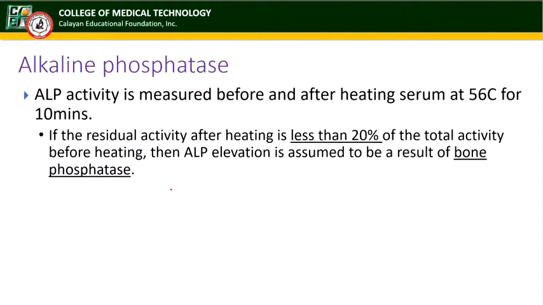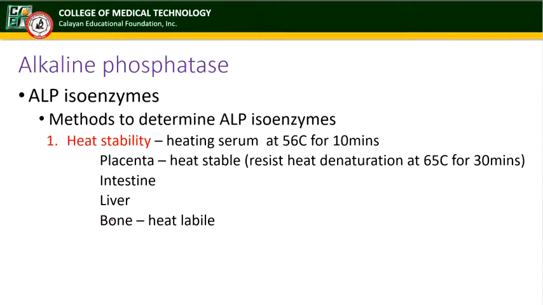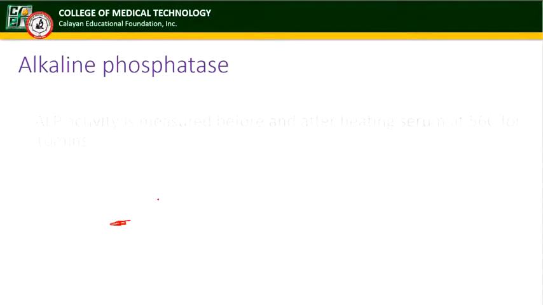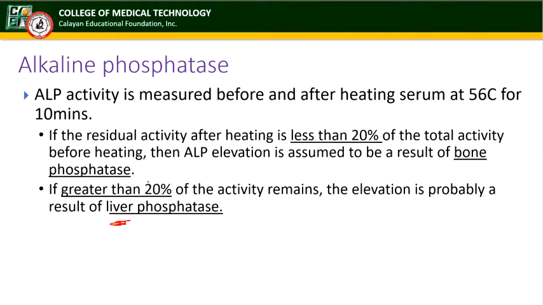Okay, next. If greater than 20% of the enzyme activity, the elevation is probably the result of liver phosphatase. So, liver daw. Kasi, placenta, meaning, pregnant yon. So, if hindi naman pregnant, pwede na natin siyang itanggalin. Or intestinal naman kasi siya, at itong mismong dalawang to ang ating titingnan. Ito kasi yung mas mahirap i-identify based sa ating isoenzymes. So, yun. If less than 20, bone. If greater than 20, it is liver phosphatase.